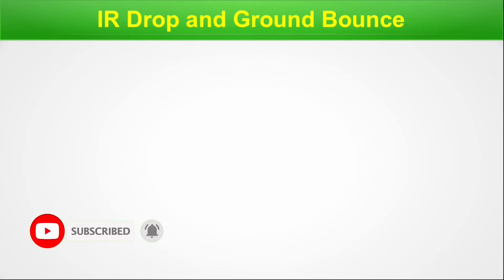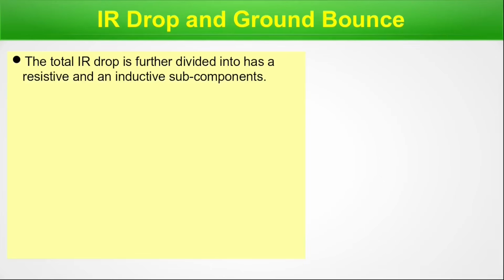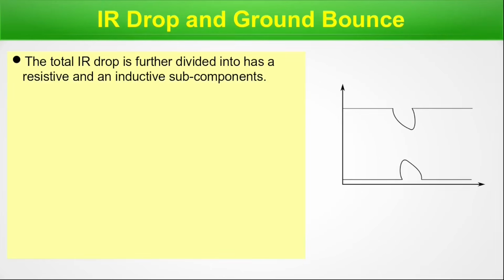IR drop and ground bounce. The total IR drop is further divided into resistive and inductive subcomponents. Here is a simple graph to explain the two subdivisions. This is our VDD line. This is our ground line.